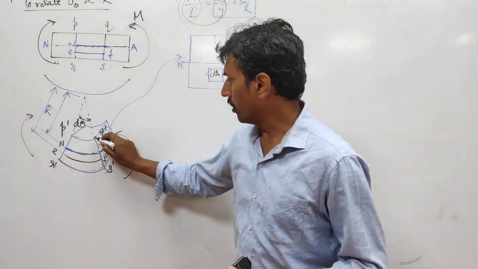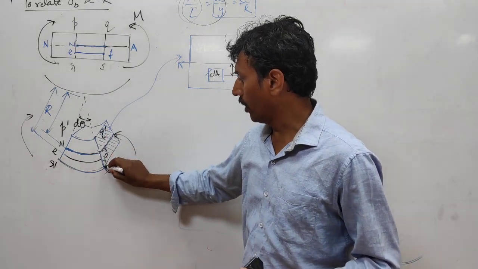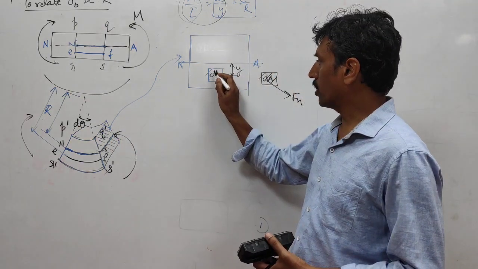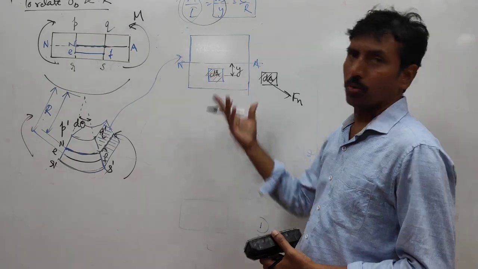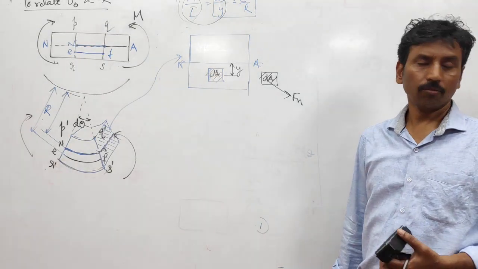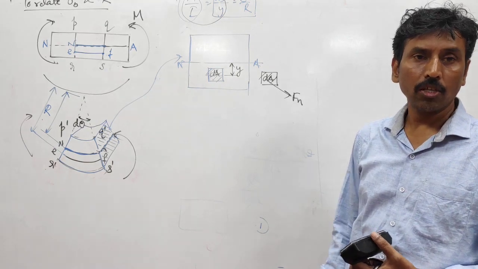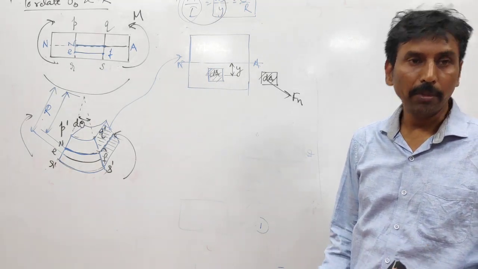So all these fibers above will experience compressive stresses, all the fibers below will experience tensile stresses. I am considering one such fiber which has an element dA. That fiber is at the distance y from the neutral axis and that will experience a stress sigma b.